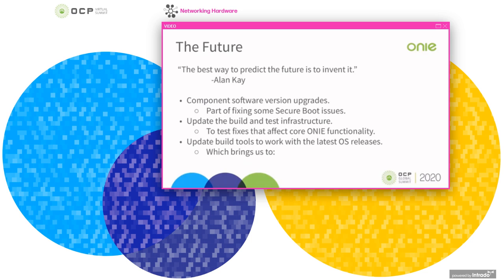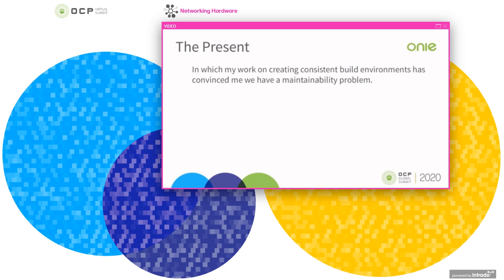Build and test infrastructure. I want to update that with a Jenkins instance that'll rebuild all ONIE platforms again so I can have a better idea of the impact of the changes I'm making. And I need to update build tools to work with the latest operating system releases. Currently, ONIE builds in a Debian 9 environment, not 10. And so this brings us to the present, where in trying to rebuild everything, I've realized we have a maintainability problem.